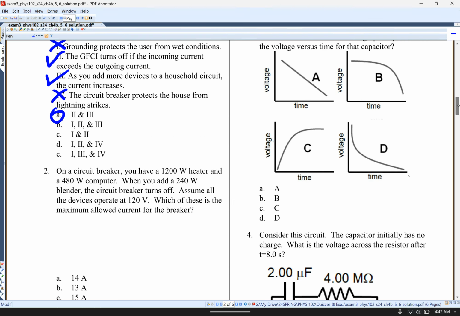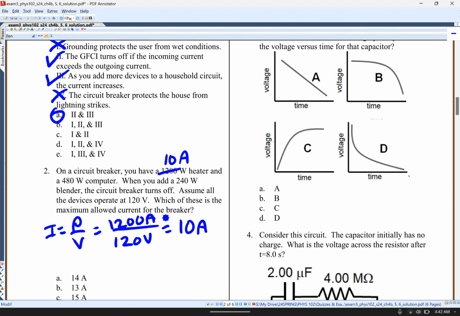Circuit breaker, we have a 1200 watt heater. So this is going to be 10 amps. What I did there is I said that the current is equal to power divided by voltage. That's 1200 watts divided by 120 volts, and that's equal to 10 amps. So I have 10 amps, I have 4 amps. I just did 480 divided by 120. So if I'm at 14 amps, I'm chugging along just fine.